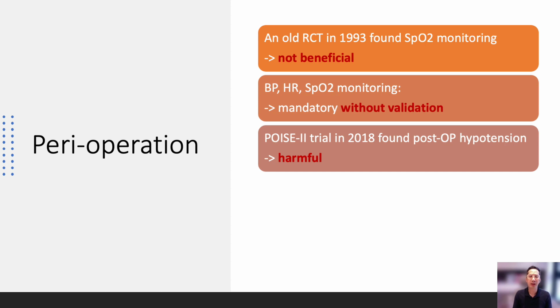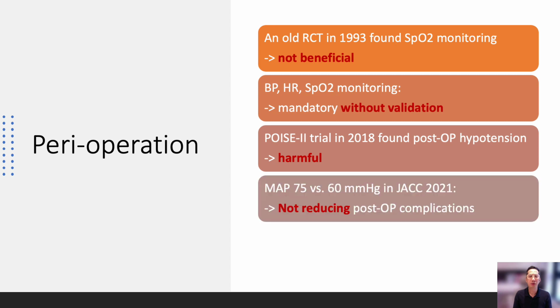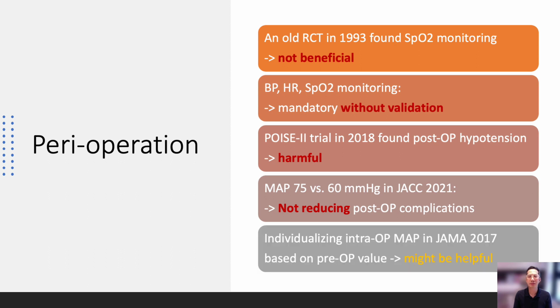So in 2018, there was a trial called the POISE-2 trial. They found that post-operative hypotension is harmful. So many studies have been conducted since then. In one study conducted last year in JACC, they used a mean arterial pressure goal of 75 versus 60 millimeters of mercury, but they found it did not reduce post-op complications between the two arms.